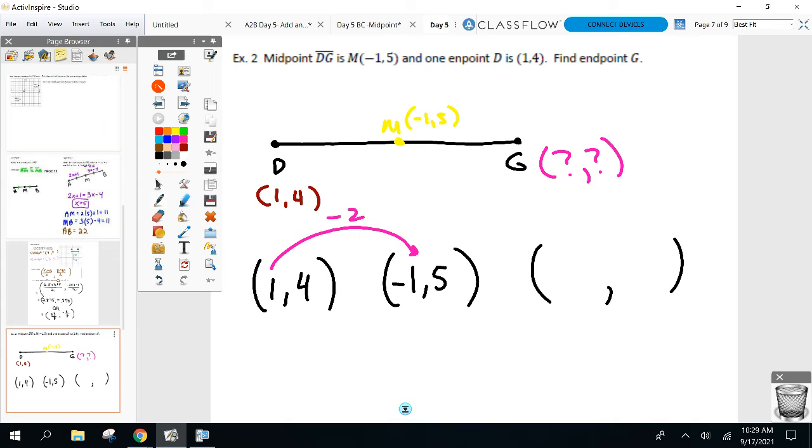Where is the midpoint again? Directly in the middle. So how many steps did I just take to the left? 2. So guess how many steps I got to take to the left again to get to point G? 2 more. Where am I on the x-axis? I'm at -1. You told me to take 2 steps to the left again. -3. There you go. Guess what you just found? The x-coordinate.